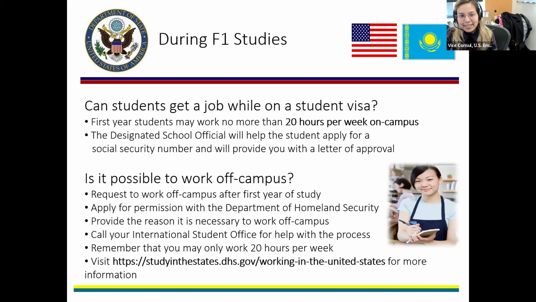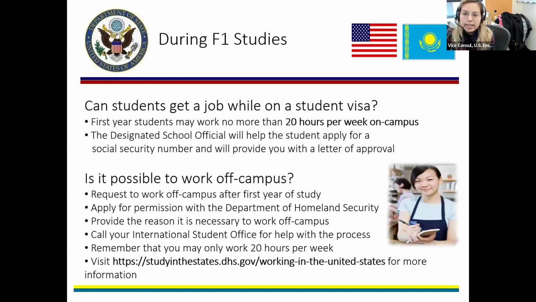During the F1 studies, this is a lot more technical and looking a little bit more to the future, but just some questions that you might have right now. Can a student get a job? Can you get a job while you're on a student visa? The answer is yes. However, you can work no more than 20 hours per week, because the idea is that a student visa is not for working.